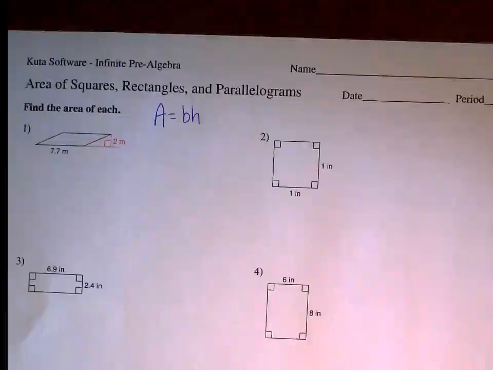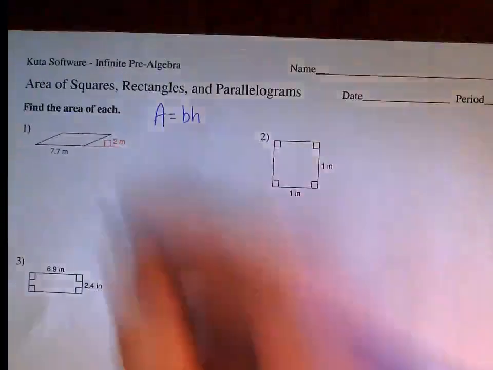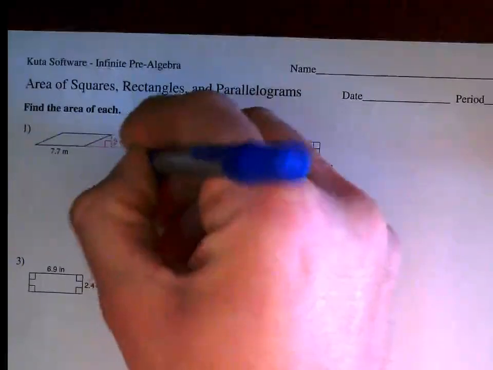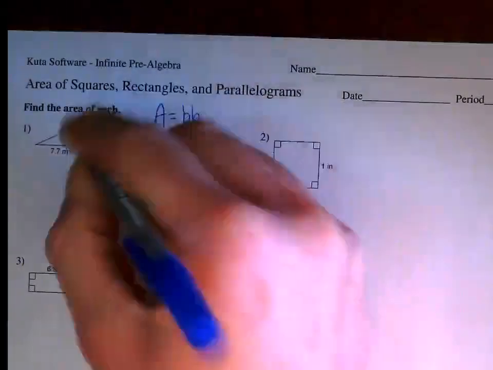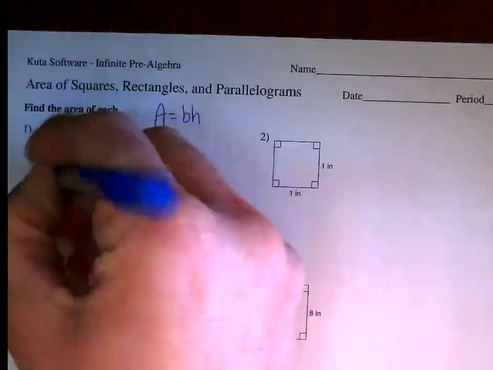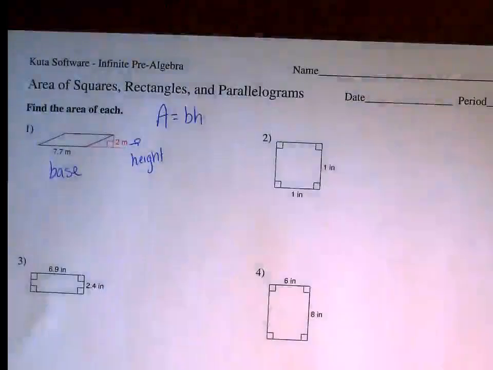Very similar to a triangle, except in a triangle, you're multiplying the base and the height by 1/2. In this one, you're not. We have our height right here. This is a special case because the height's on the side. This is not the height right here. Please keep that in mind. And our base right here is 7.7.